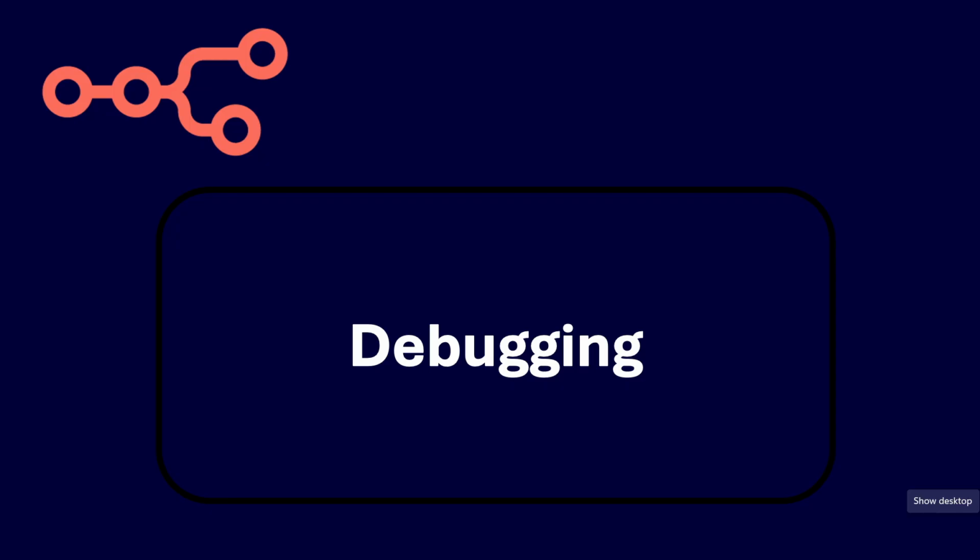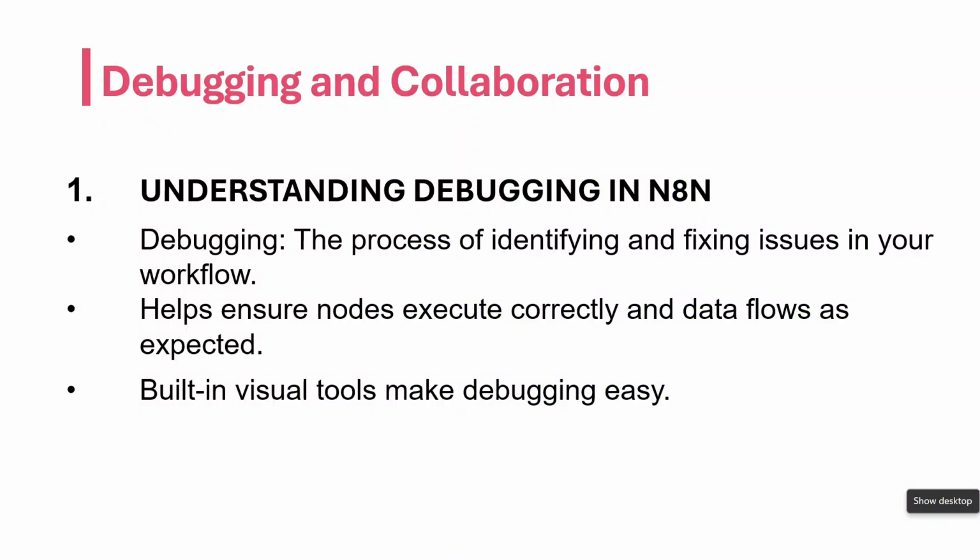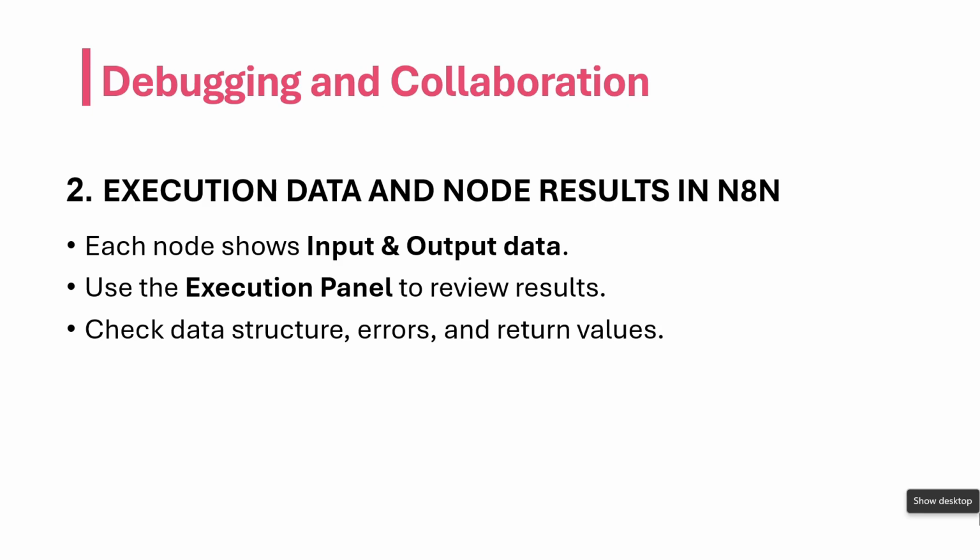Now we will see what debugging is. It's one of the most important steps while building automation workflows. Debugging simply means identifying and fixing any issues in your workflow. n8n provides amazing visual tools that make it really simple to track what's happening inside each node and understand how data is moving through the workflow. First of all, the easiest debugging method is using the execution data panel. When you execute a workflow or a single node, n8n shows exactly what data entered the node and what came out of it.